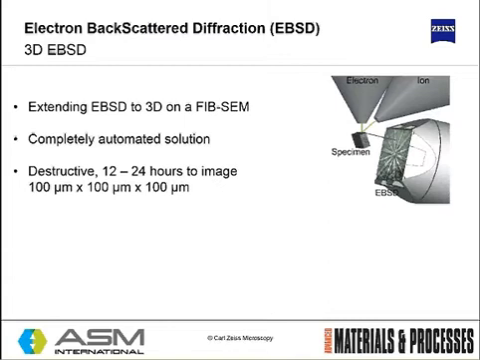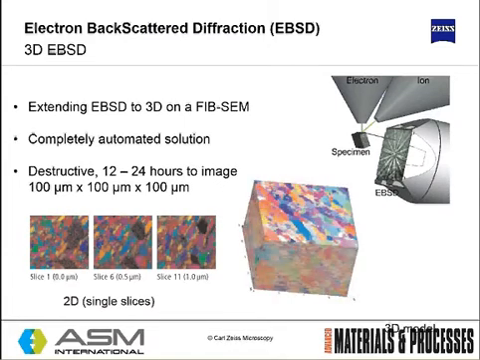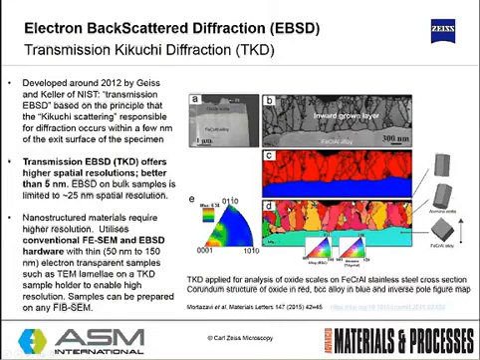So 3D EBSD extends EBSD into FIB-SEM in 3D, completely automated, and as I said, roughly 12 to 24 hours to image a 100 micron cube. You can see that successive slices are imaged and then built up into an array, and then the software is able to reconstruct and analyze the grains in 3D.